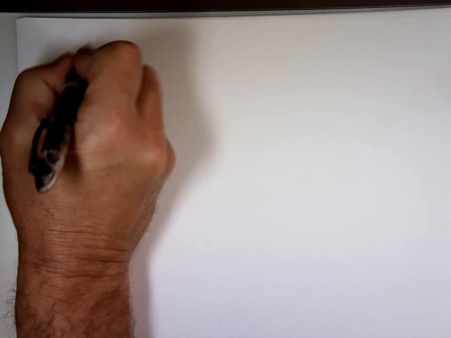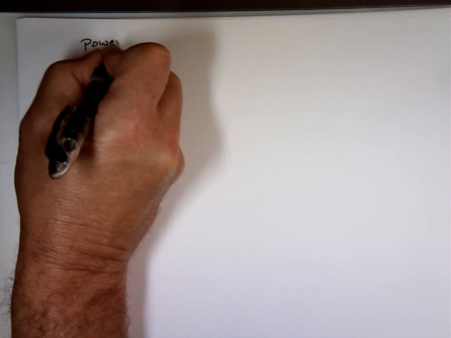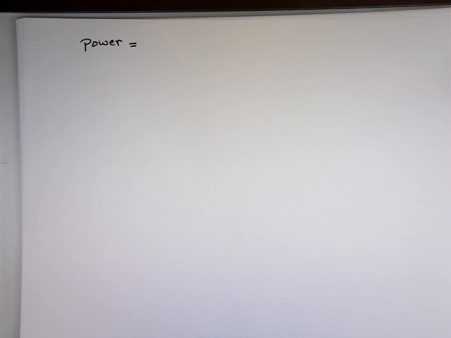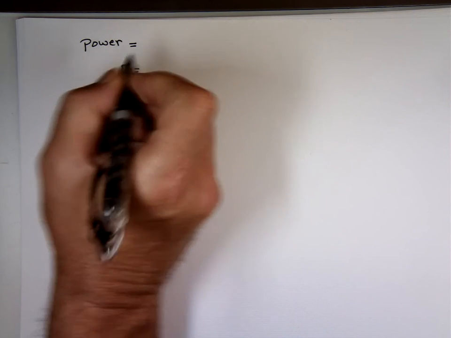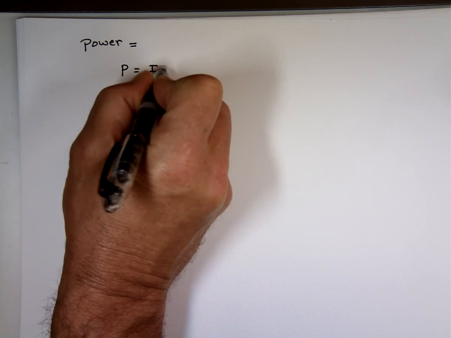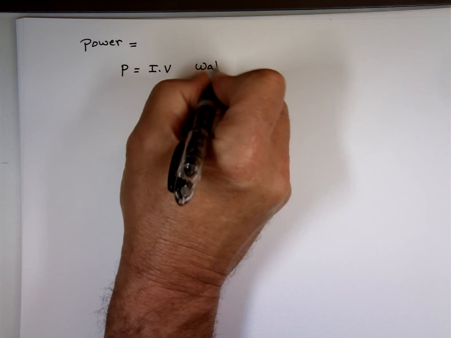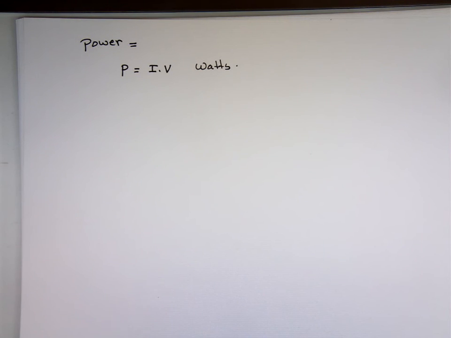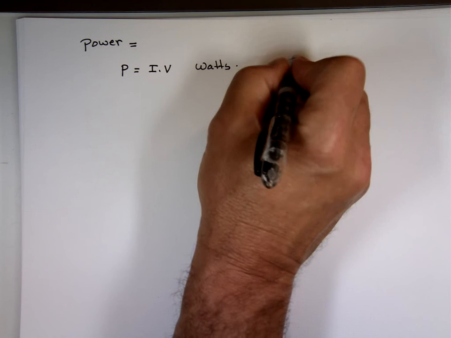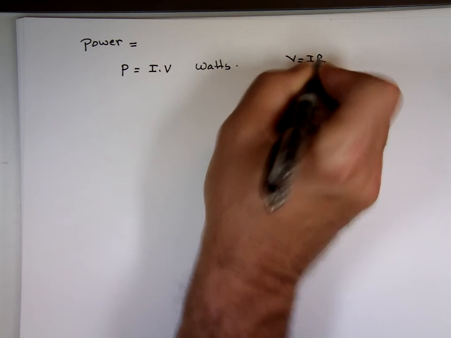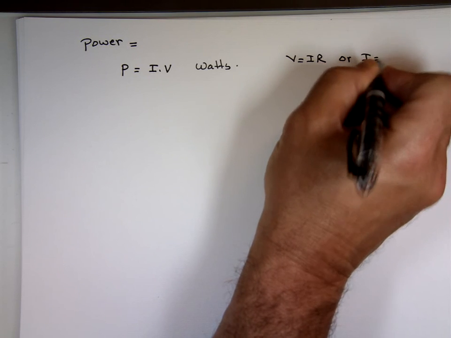Power. If you remember from physics, power is the amount of energy per time, basically. Power here is calculated by taking the current times the voltage. And we measure power in watts. That didn't change from James Watt from before. But Ohm's law says V equals I times R, or I equals V over R.